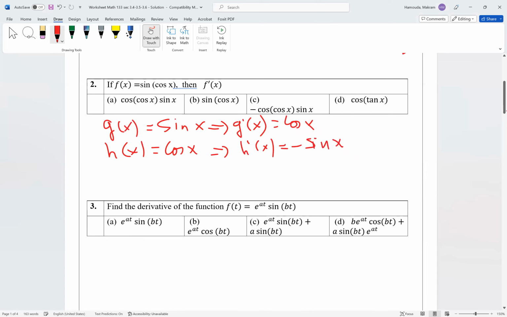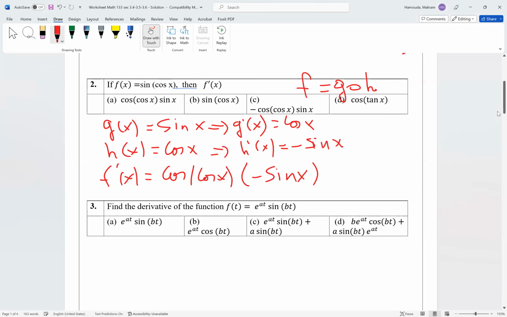So we just verify that f is g composed with h, and then f prime, with the chain rule, will be equal to cosine of cosine multiplied by minus sine. So in total, it's minus sine x multiplied by cosine of cosine x. So the answer is C.